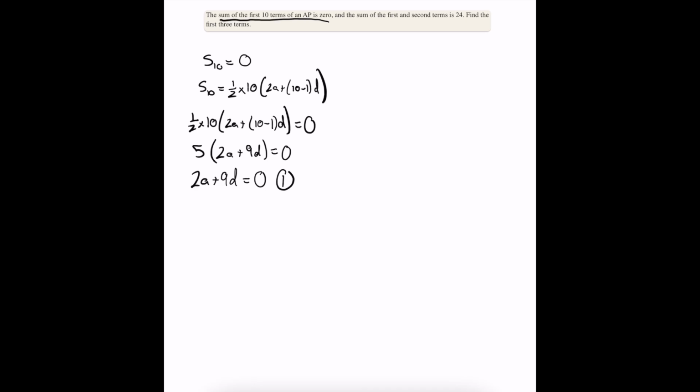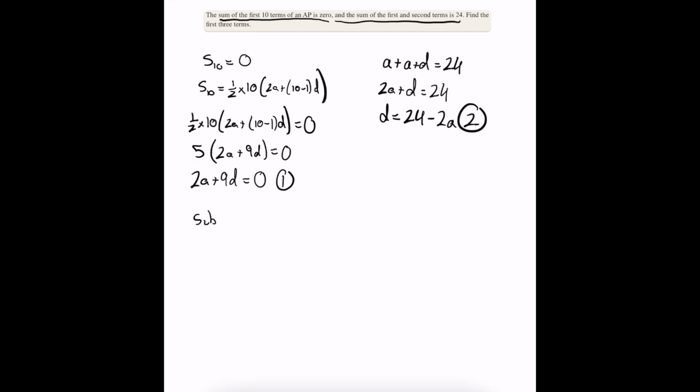Our second equation is going to come from the second bit of information, which is the sum of the first and second terms is 24. Now we don't actually need to use the proper equation, because it just says the sum of the first and the second terms is 24. We can just say, well, the first term is a, and the second term is a plus d, and that's equal to 24. So I have 2a plus d is equal to 24. Now I'm just going to rewrite this to make d the subject, and that will be our second equation.